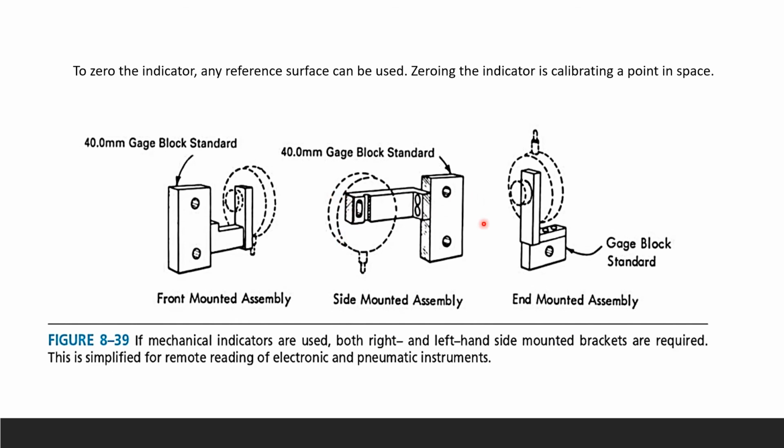And the same block, okay? And the last one, the gauge block, is right here. So that's called end mounted assembly. How are you going to mount your gauge blocks? You can do it front, side, and end. It doesn't matter what mounting assembly it is, okay? To zero the indicator, any reference surface can be used. And zeroing the indicator is nothing but calibrating a point in space.